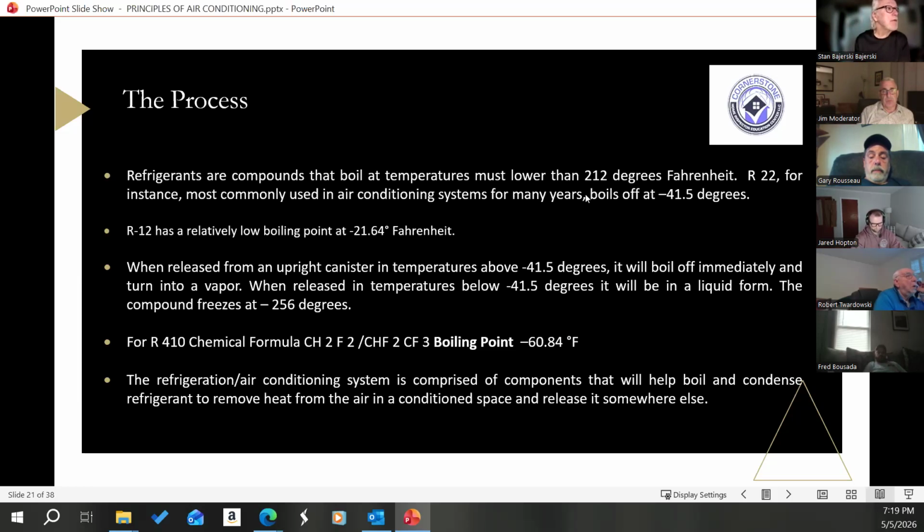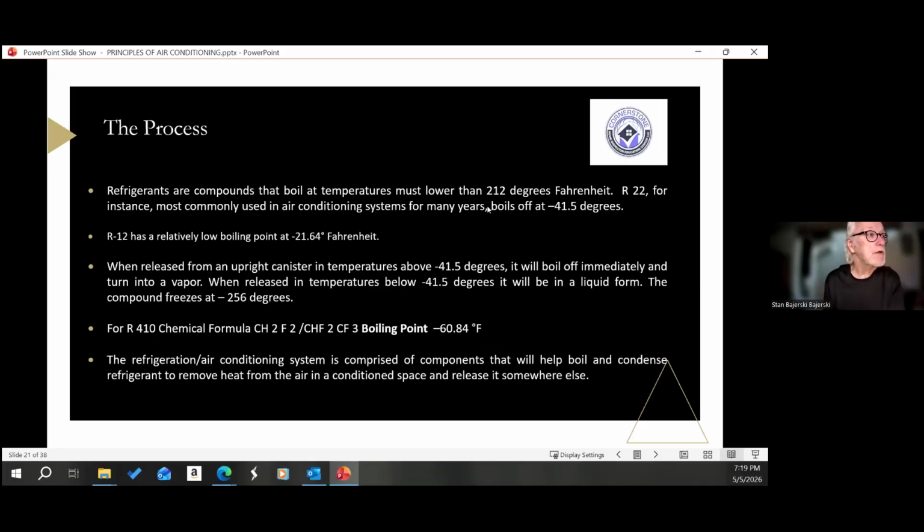The compound freezes at minus 256 degrees. For R410, chemical formula CH2F2/CHF2CF3, boiling point is minus 60.84 degrees Fahrenheit. The refrigeration air conditioning system is comprised of components that will help boil and condense the refrigerant to remove heat from the air in a conditioned space and release it somewhere else.